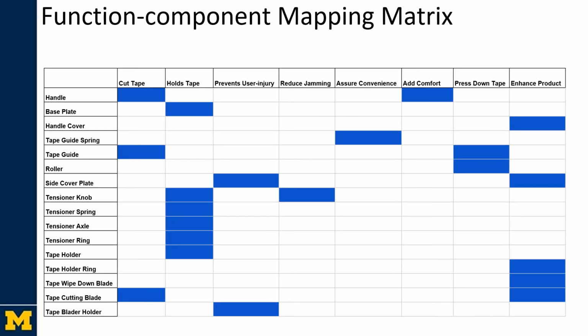For our function component mapping matrix, we found that the components critical for the function of the tape dispenser are the handle, base plate, tape guide, roller, tensioner, tape cutting blade, and the tape blade holder. The other components aid the supporting functions, but are not necessary to the function of the tape dispenser, so they can theoretically be removed.